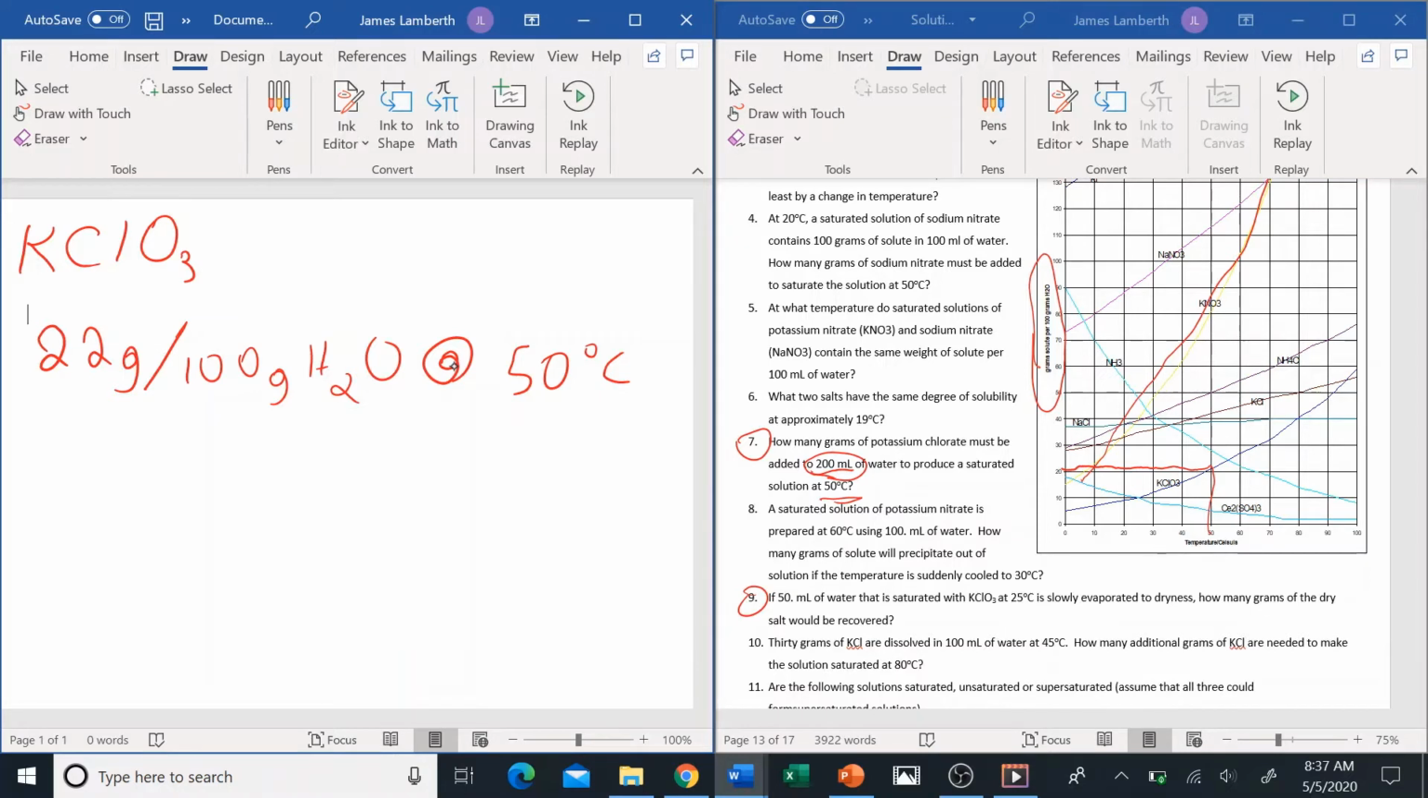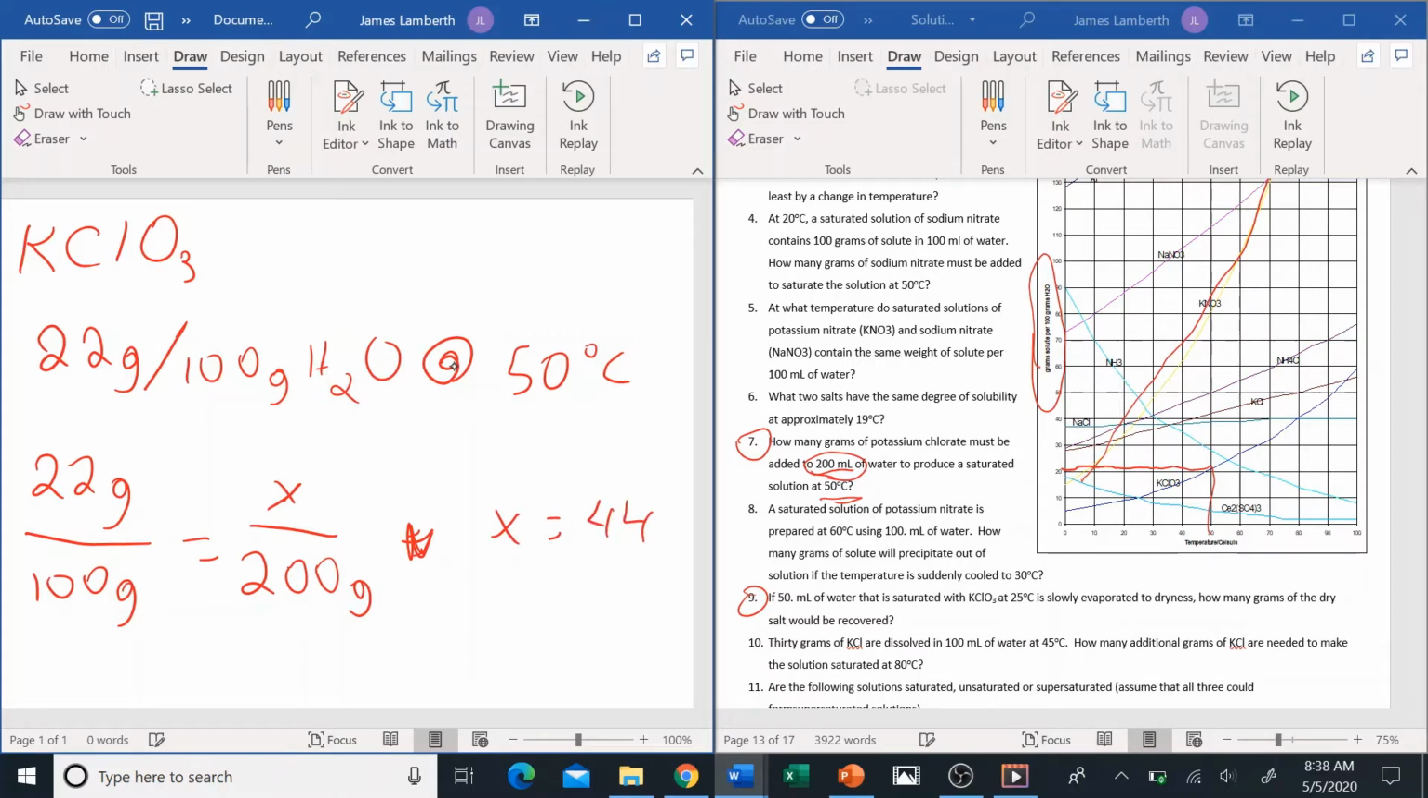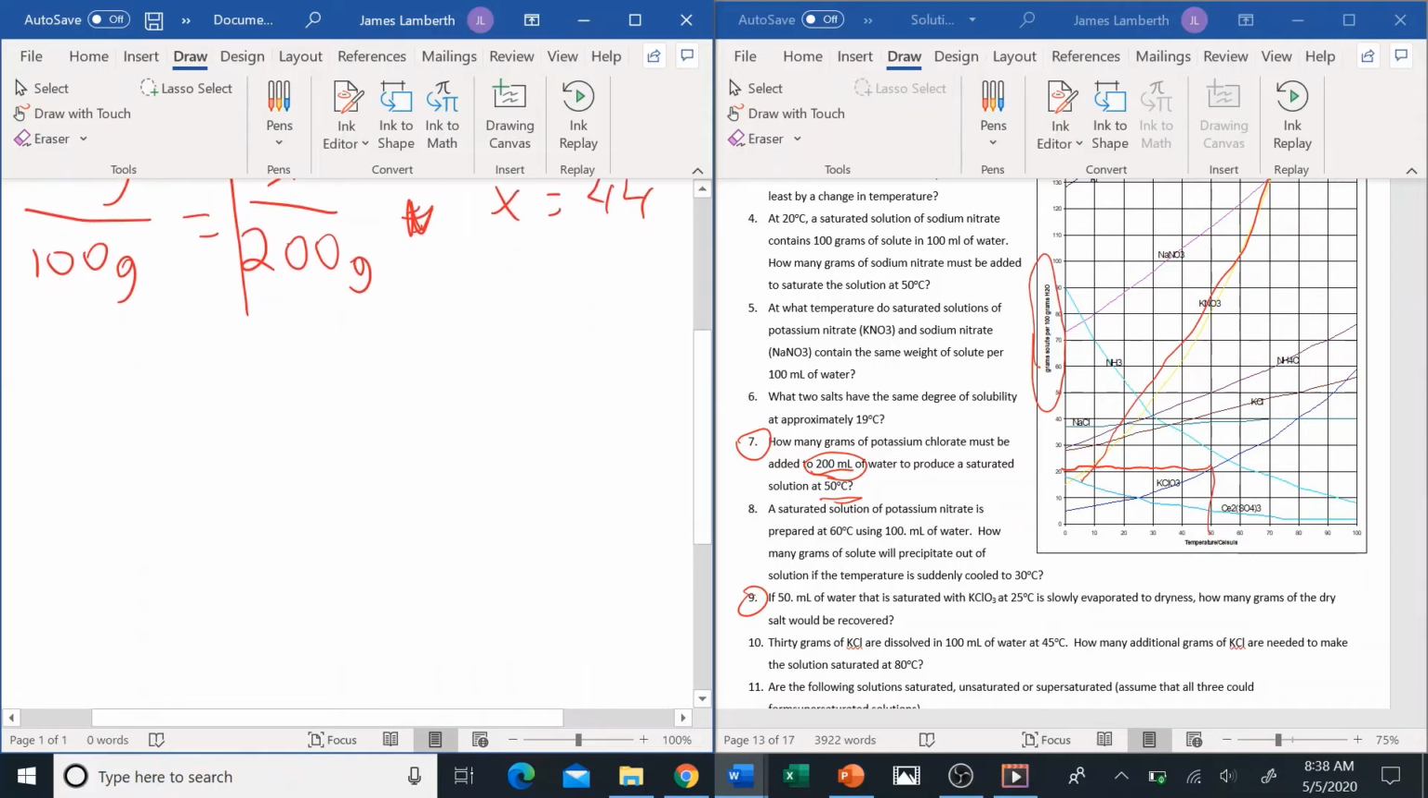So it's 22 grams at 100 grams, but if we have 200 grams, that's just double. So 22 grams is the only time I'm okay with proportions in this class. 200 grams, what's x equal to? 44. You just double it. Simple proportion. Okay. Now, that's me trying to get a new page.